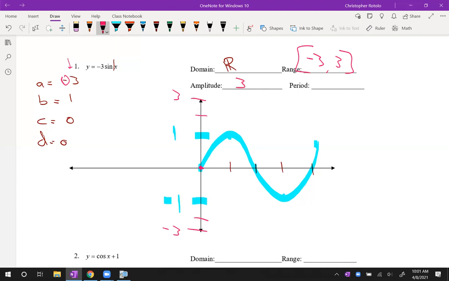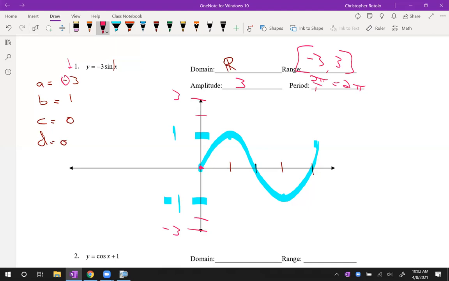Now the negative, all that did is flip it over. We're going to see that in just a second. And then the period, we didn't change any of that because our B's and C's and D's, the B's and C's were 0. So it's actually 2 pi over 1, which is the B value. So it's just 2 pi. That seems a little bit silly to write, but I want to get into good practice.